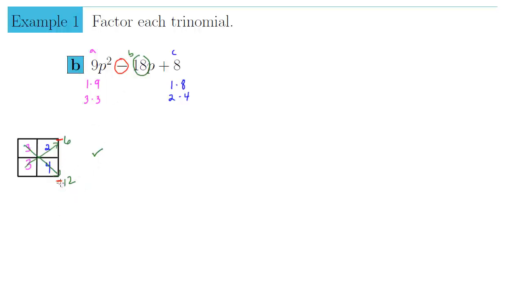But that is going to go back and change our signs in the second column here. So we actually need a negative 4 and a negative 2. But that's okay. Negative 4 times negative 2 still multiplies out to our c value, which is 8. So now everything works, and we can read our final factored form from this box. The two binomials that multiply out to 9p squared minus 18p plus 8 are going to be 3p minus 2 and 3p minus 4.